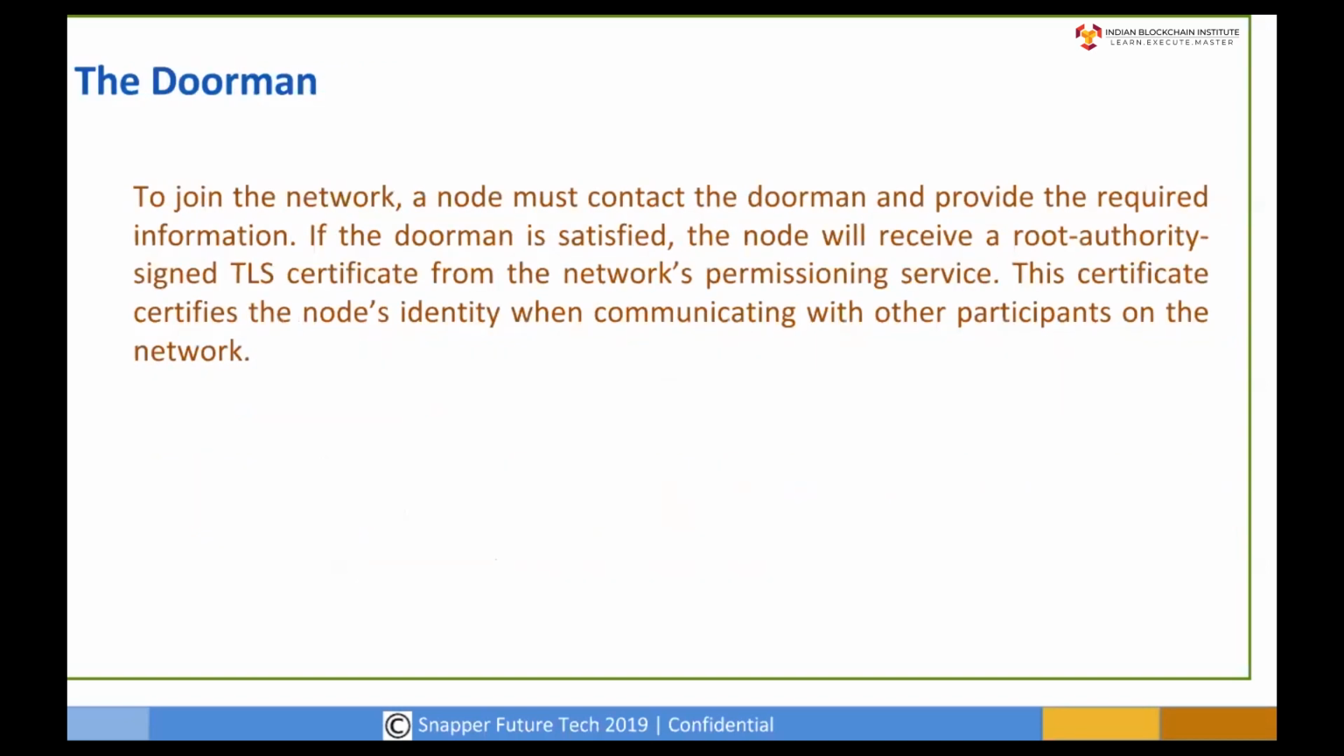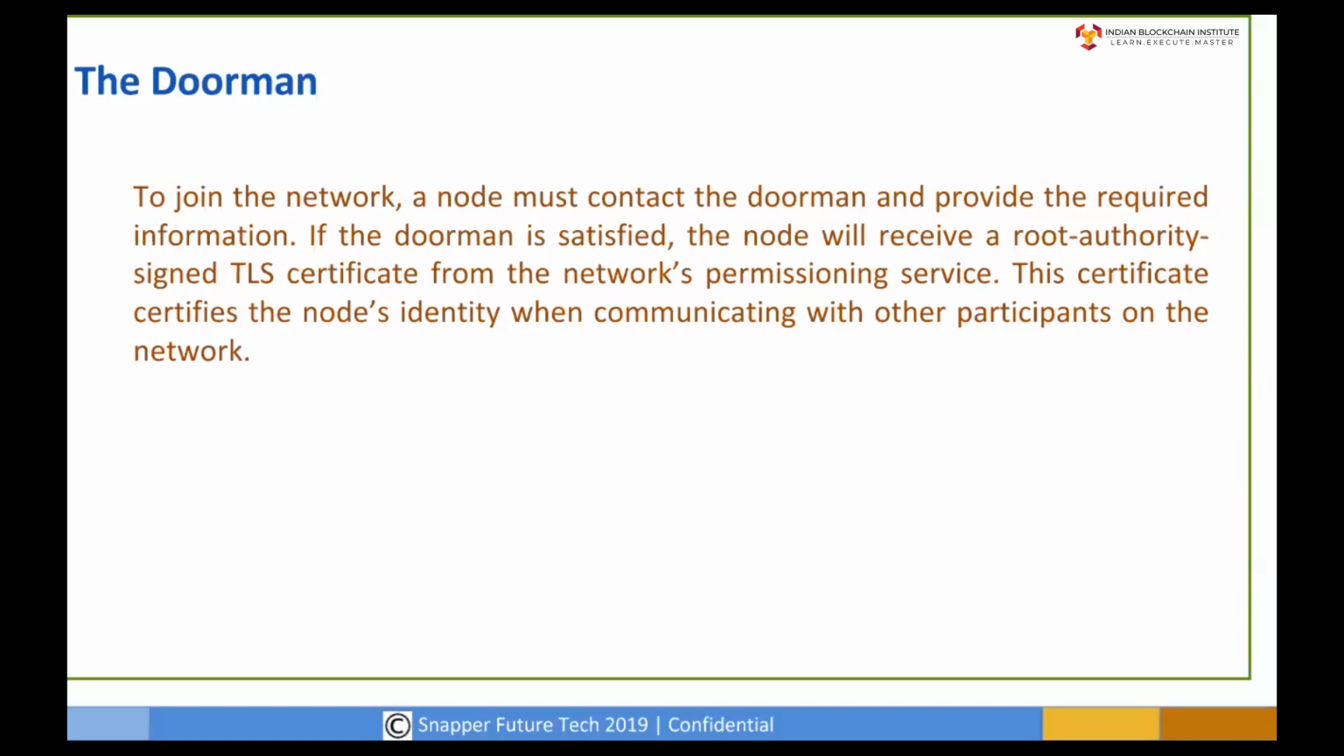But here in Corda, we have something called the doorman. To join the network, a node must contact the doorman and provide the required information. If the doorman is satisfied, as we all know it is a permissioned network, so you ask for the permission, the node will receive a root authority signed TLS certificate from the network permissioning service. This certificate certifies the node's identity when communicating with the other participants on the network.